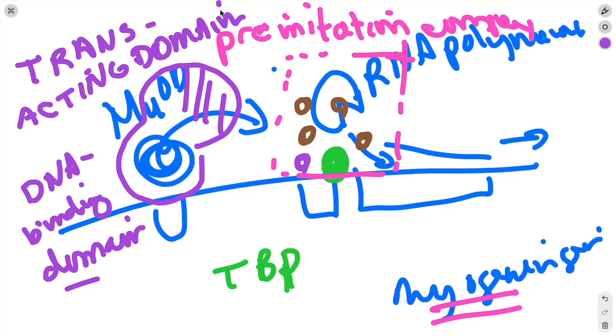And it's acting in trans. It came from somewhere else. It came from a different genetic location. It came from the MyoD gene, like that, okay? So that's what we're doing, and it's just as simple as that. The rate limiting step for myogenin is it's hanging out there, ready to go, and it's missing this TBP, okay?